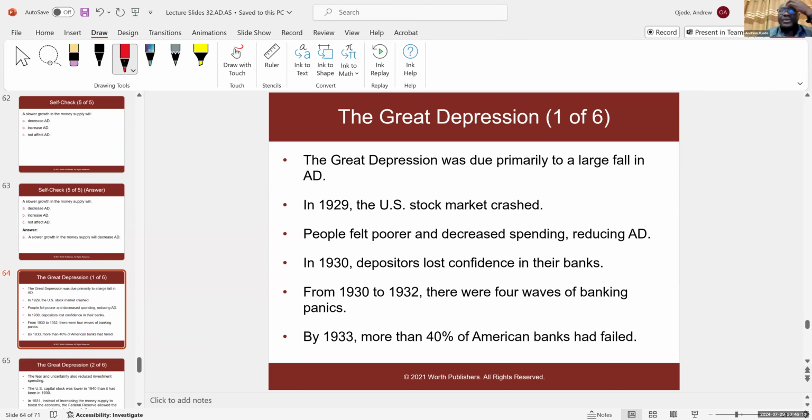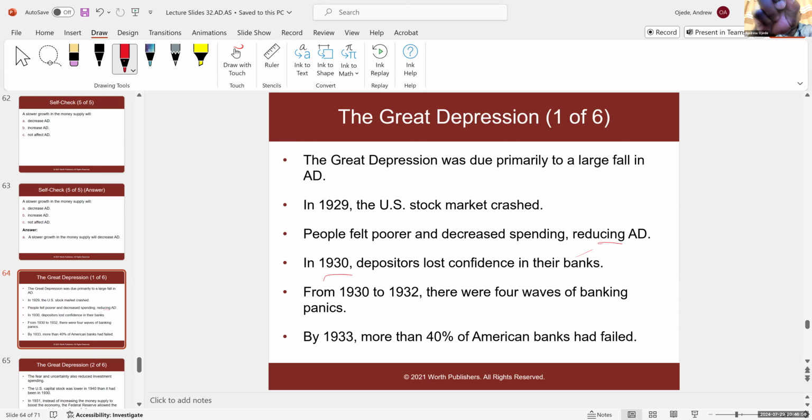Now, the last thing I want to talk about is basically a case study, the Great Depression. Let's discuss briefly what caused the Great Depression of 1929 to 1933 when Herbert Hoover was president. The Great Depression was due temporarily to a large fall in aggregate demand. In 1929, the US stock market crashed. When the stock market crashed, Americans lost most of their wealth on Wall Street. That means they were not spending enough money. There was low confidence in the economy. So people felt poorer and decreased spending, reducing aggregate demand.